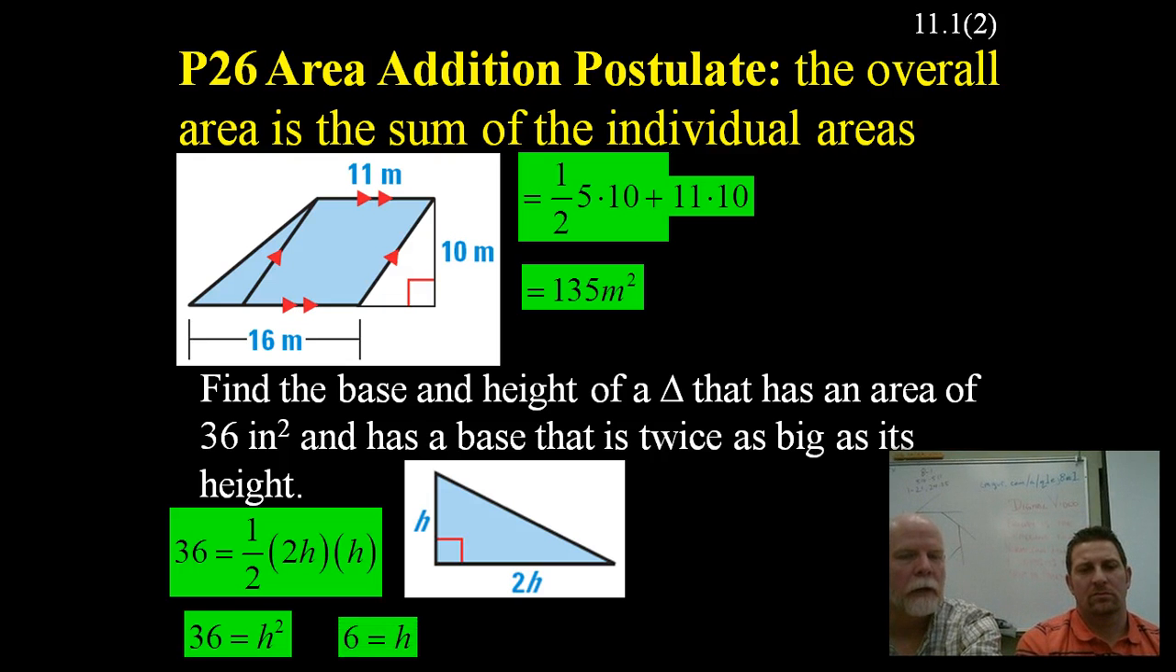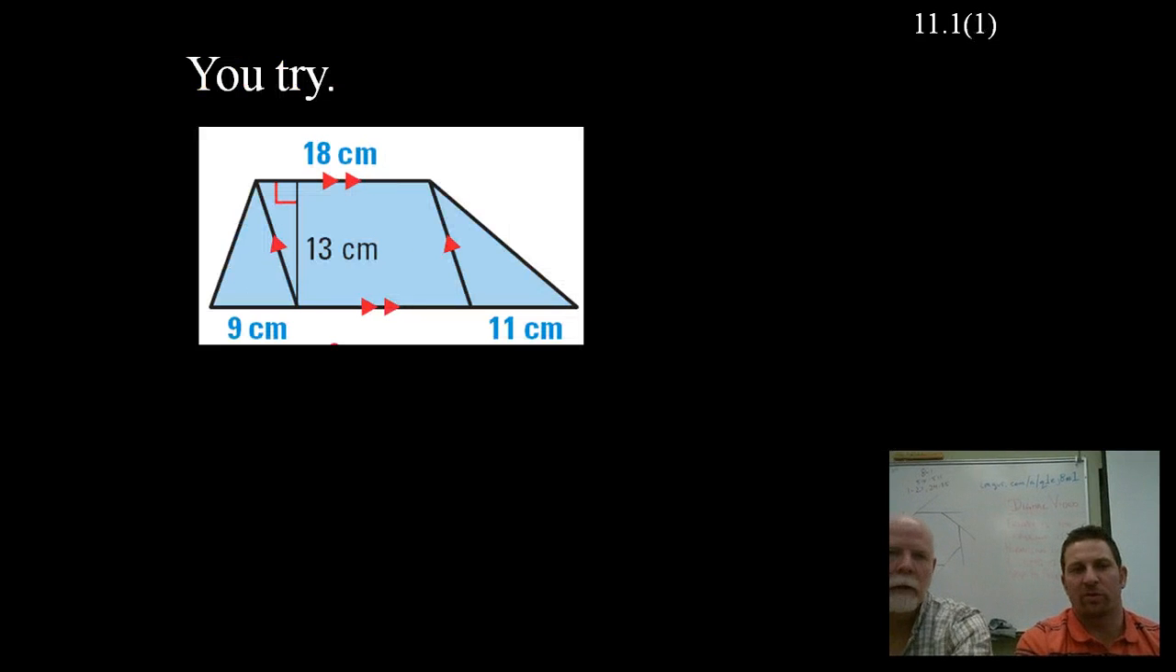And so if the height is 6, that means the base is twice that, and so the base would be 12. And so that's what they asked us for. Find the base and the height, and so we get 6 for the height, 12 for the base. All right? So kind of a different question there. Different question, just a matter of when in doubt, draw it out and plug things in. The formula doesn't change.